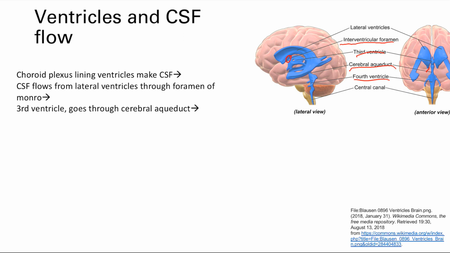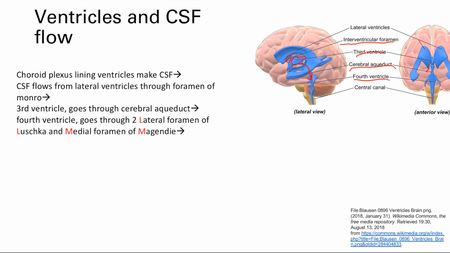And then from the third ventricle, CSF goes through the cerebral aqueduct. So we're now in the third ventricle here, and it's going to go through the cerebral aqueduct into the fourth ventricle. Now the fourth ventricle has multiple holes through which the CSF can flow. There are the two lateral foramina. So the lateral foramina include the foramen of Luschka, both sides. So lateral is Luschka, and then you have the medial foramen, the medial foramen of Magendie.